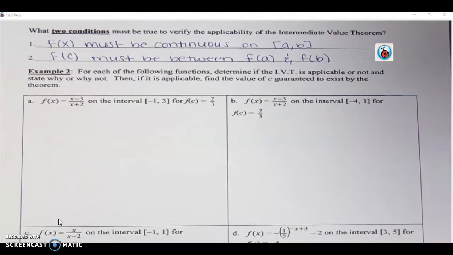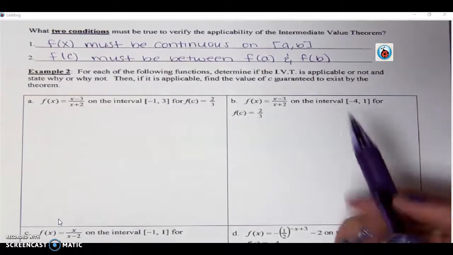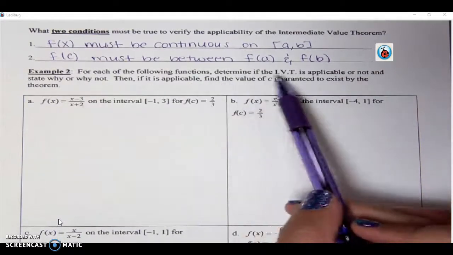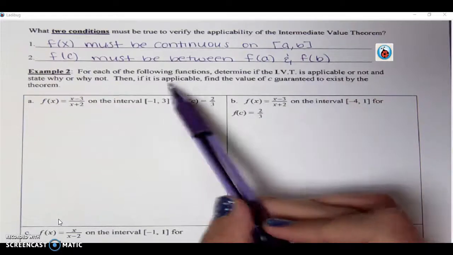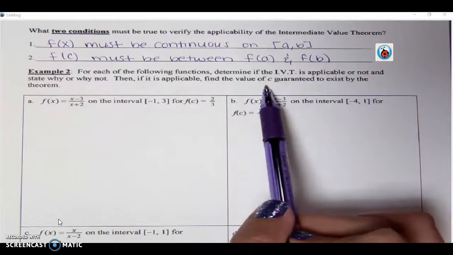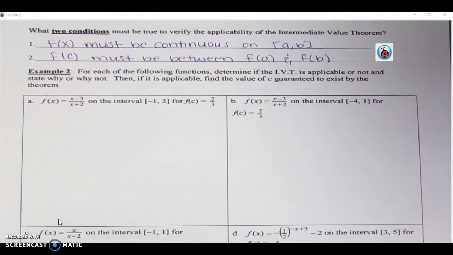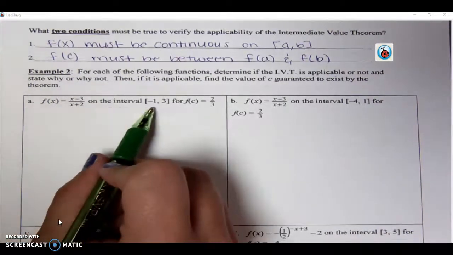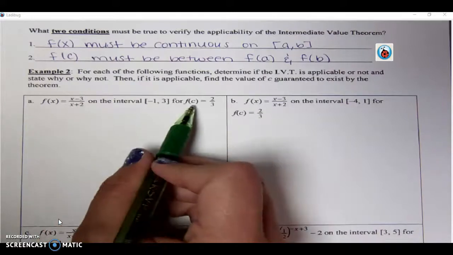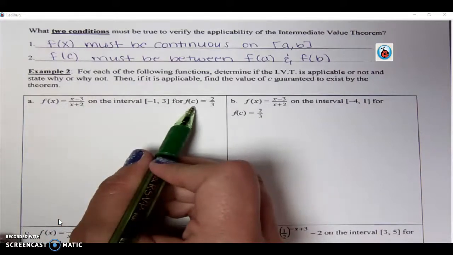So questions that we're going to see, like in example 2, they're going to say, determine if IVT is applicable, so that means does it work? And then if it is applicable, we can actually figure out the value of c. If it's not applicable, you can't figure it out. So first one, we have this rational function here, and we're on the interval from -1 to 3, and we're trying to see if f of c equals 2/3.